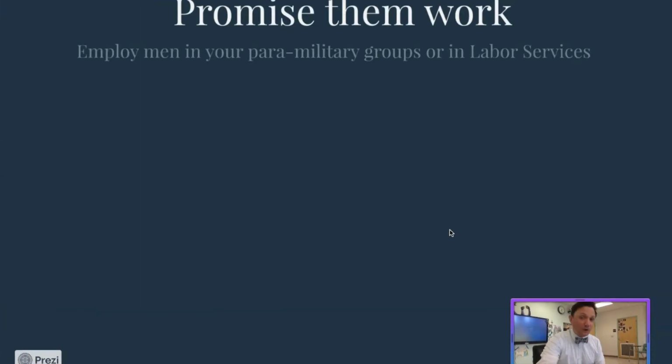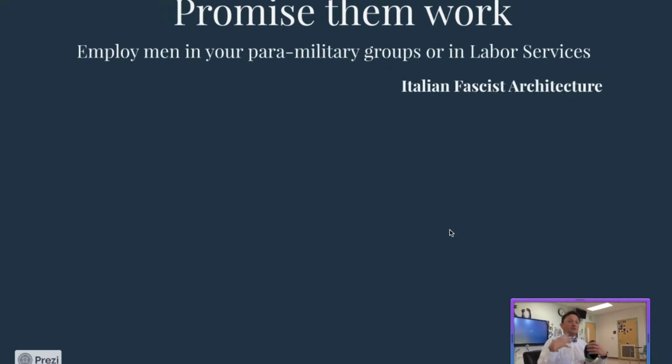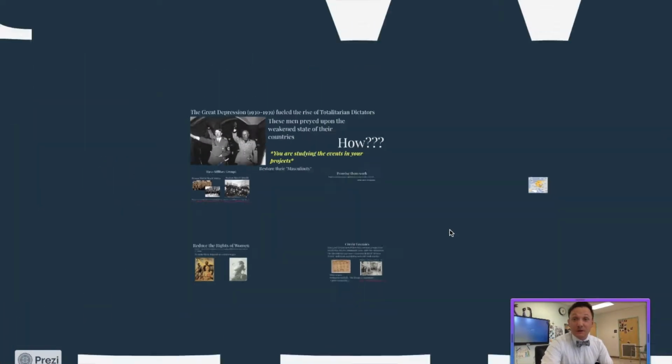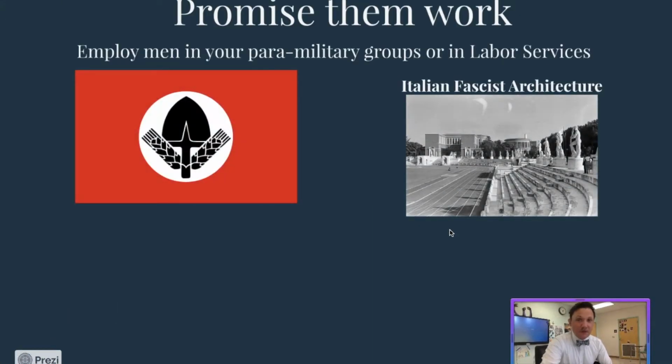So going forward, another big thing is promising them work, right? Because they're not just disenfranchised veterans. They're not just fractured, emasculated men that have lost their jobs due to the Great Depression. They also need to be directly employed, right? So how do you employ men in your paramilitary groups in a labor service, right? That's what you're going to end up doing.